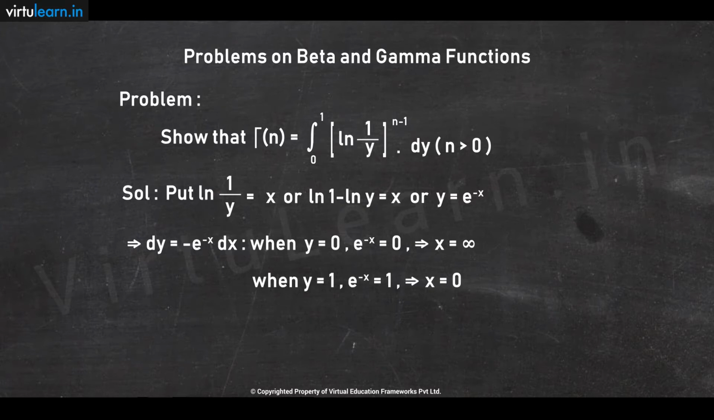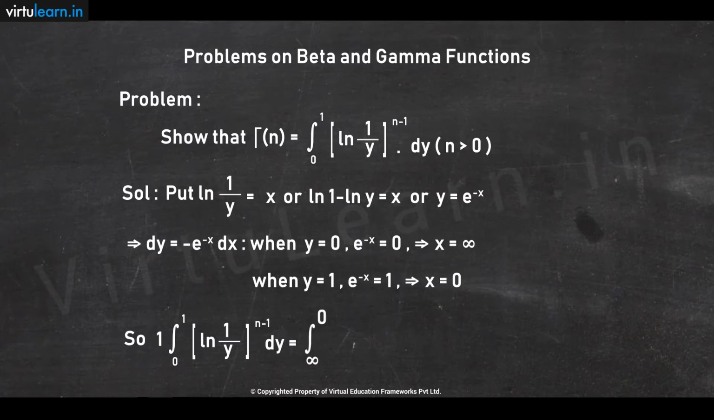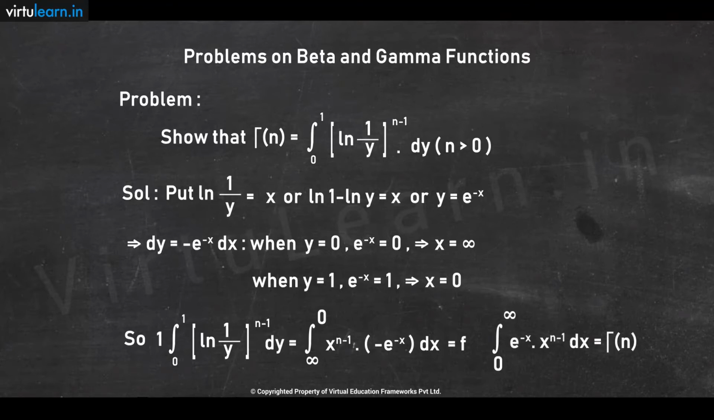So the given integral, that is integral 0 to 1 logarithm of 1 by y to the power of n minus 1 dy, becomes integral infinity to 0 x to the power of n minus 1 into minus e power minus x dx. Using the negative sign we can change the limits, so that we get integral 0 to infinity e power minus x x to the power of n minus 1 dx, which by definition is nothing but gamma n. This completes the problem.